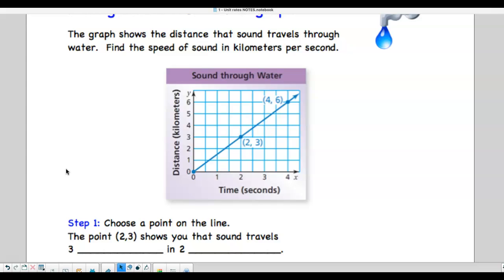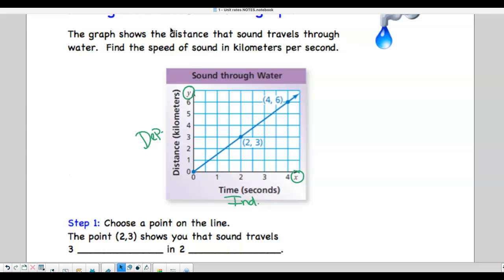We still need to understand what our independent and dependent variables are. And when we look at a graph, remember I said we have y and x. Which ones always are dependent and which ones are independent? Y is always dependent. So this is our dependent variable. This is our independent variable. The distance that the sound travels depends on how long it's been traveling. Again, that makes sense. Okay?